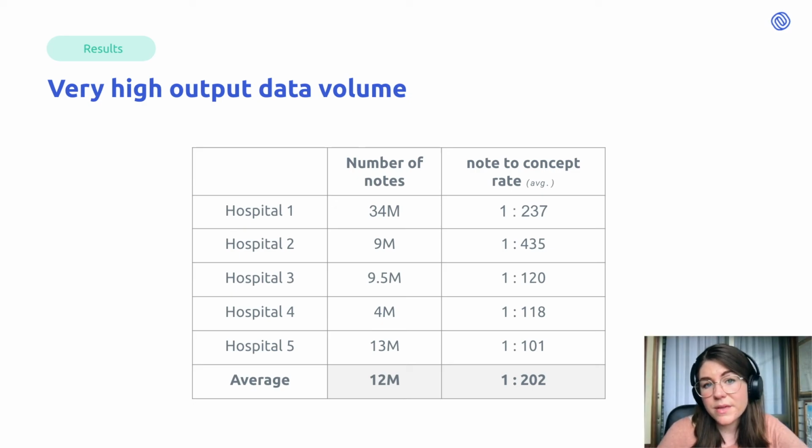The main problem with the NLP pipelines is the huge amount of data they can generate. Here you can find the average number of nodes and concepts detected per node in each hospital. And as you can see, the output volume is extremely high. We have on average 12 million nodes per hospital, and we detect 200 concepts per node on average.